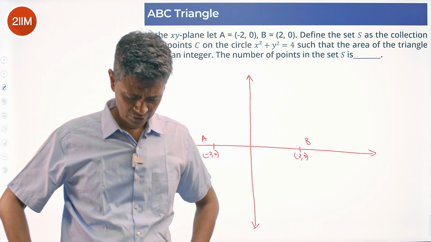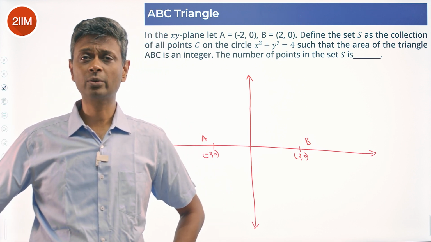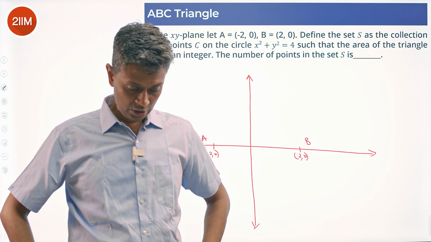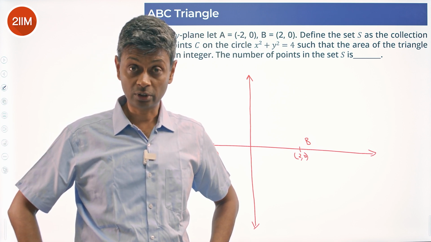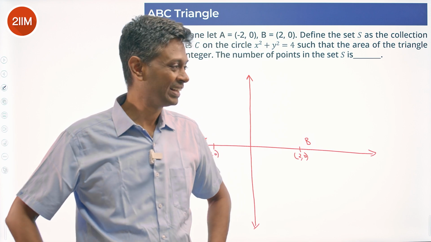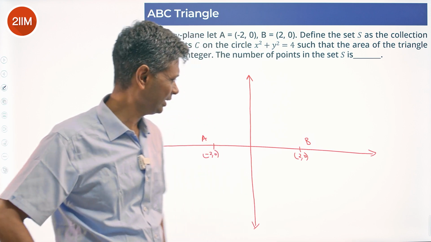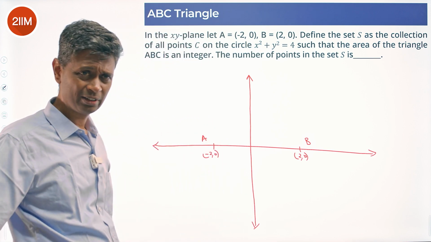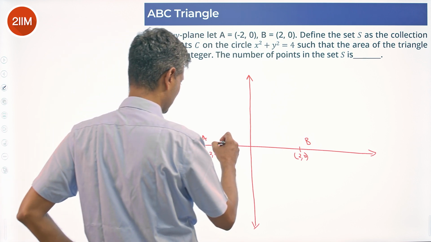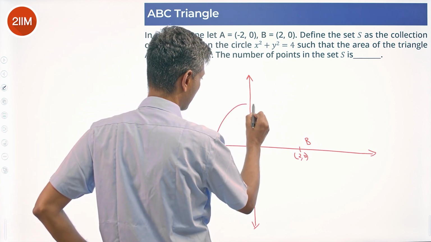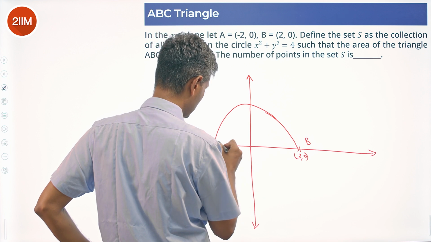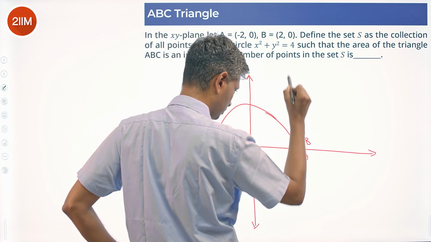Okay, nice. First of all, we have to draw the circle x squared plus y squared equals 4. The circle with center as origin and radius 2. Right? That means it will pass through A and B. Nice, beautiful circle. All circles are beautiful. Right?